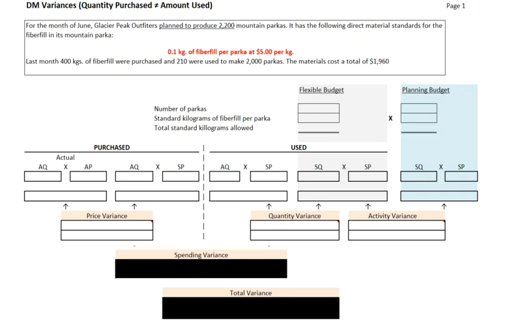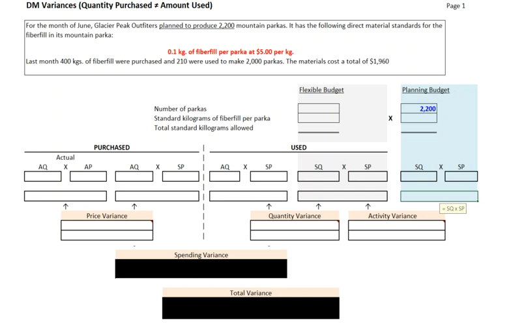In this video, we're going to walk through a short problem calculating direct material price, quantity, and activity variances when the amount of direct materials purchased doesn't equal the amount of direct materials used. For the month of June, Glacier Peak Outfitters plans to produce 2,200 mountain parkas. So we'll use 2,200 mountain parkas to put together our original static or planning budget to figure out how much we will expect to spend for direct materials.